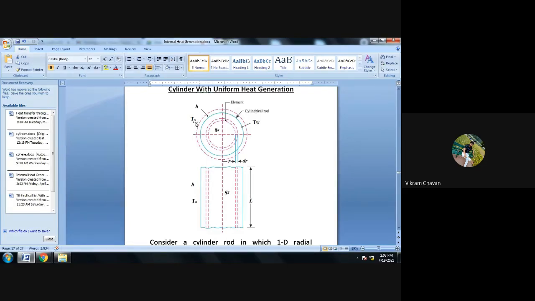Whether the figure is visible, everyone? The figure is somewhat faint, so you can use the zoom feature, rotate the screen and zoom it.